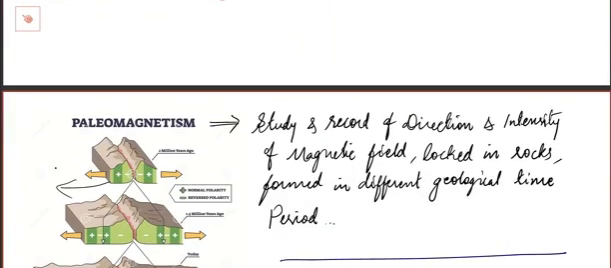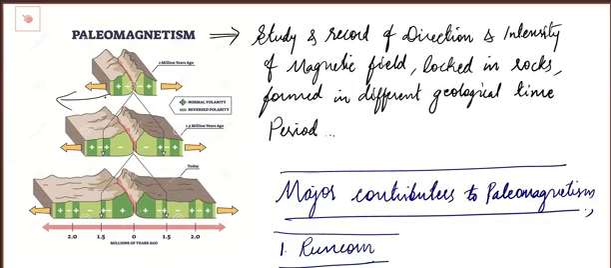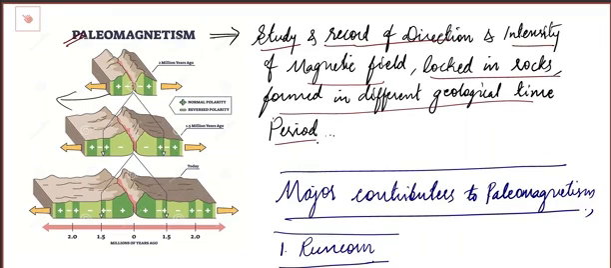Now let's say paleomagnetism. Paleomagnetism is a simple term for the study and record of the direction and intensity of the magnetic field locked in rocks formed in different geological time periods. Rocks contain a certain kind of magnetic field, and the study of that kind of rock is simply said to be paleomagnetism. So here we are maintaining some kind of evidence with us for future evolutions.